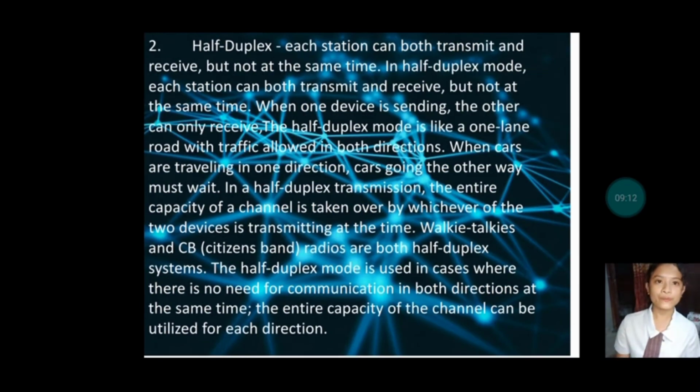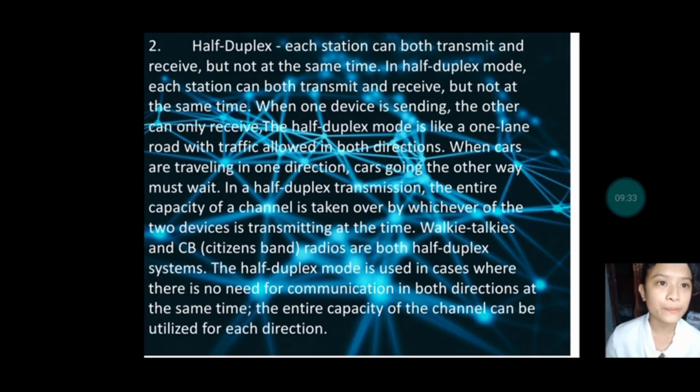So number 2, half-duplex. Each station can both transmit and receive, but not at the same time. In half-duplex mode, each station can both transmit and receive, but not at the same time. When one device is sending, the other can only receive.